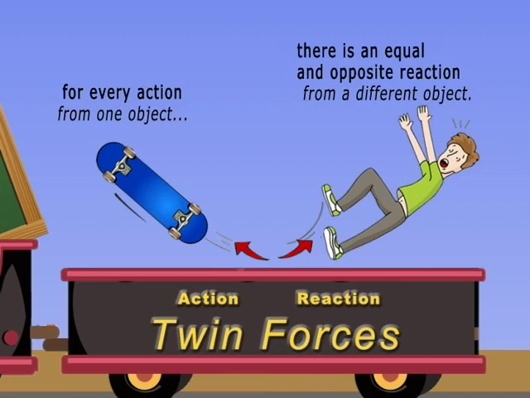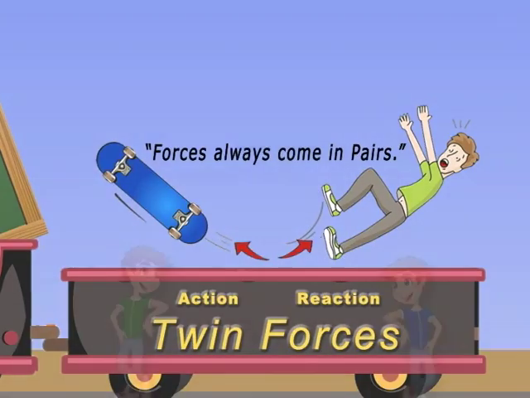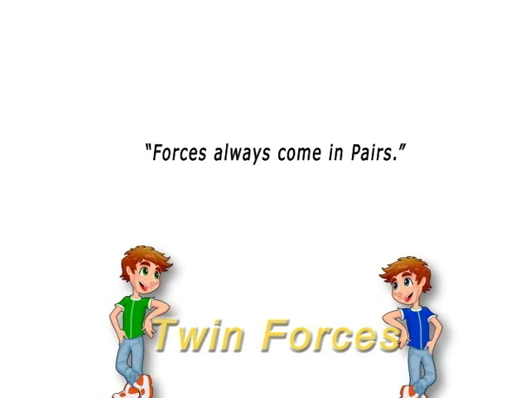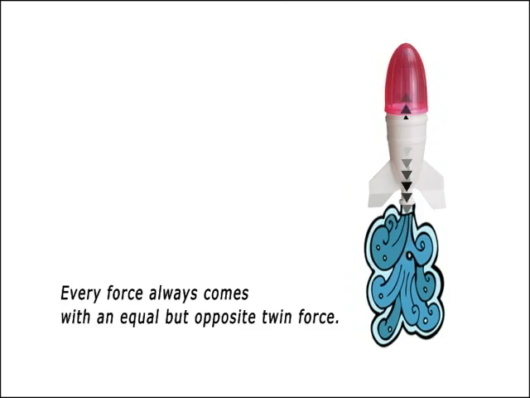But we think one of the more memorable ways to state the third law is to say that forces always come in pairs, like these twins. Newton's twin forces. And like these twins, they are equal but opposite. Every force always comes with an equal but opposite twin force. That's what Newton's third law means.